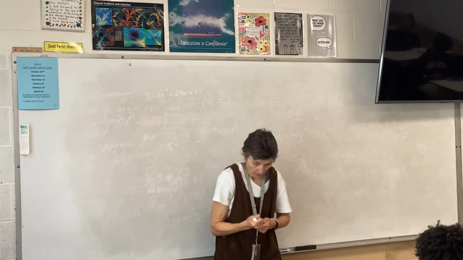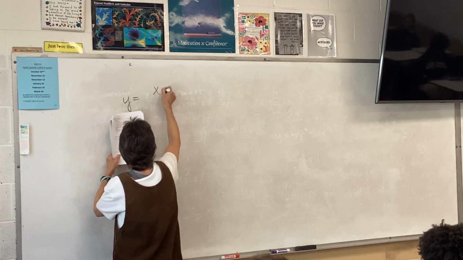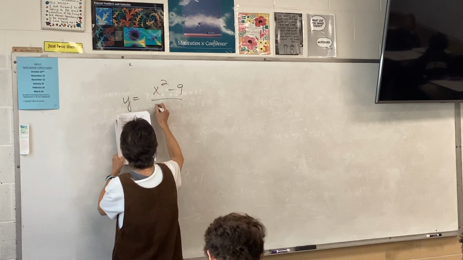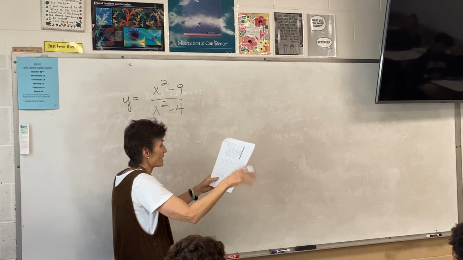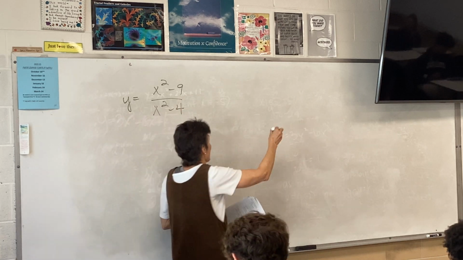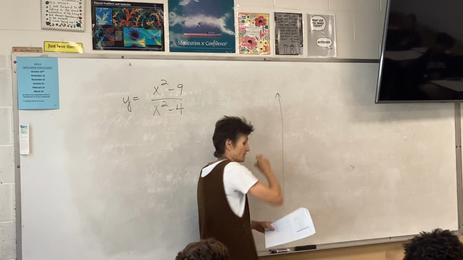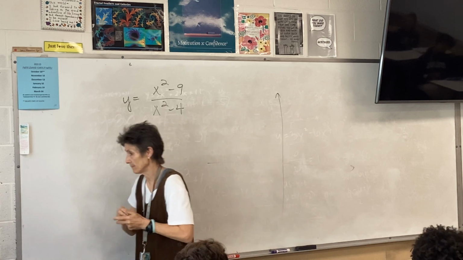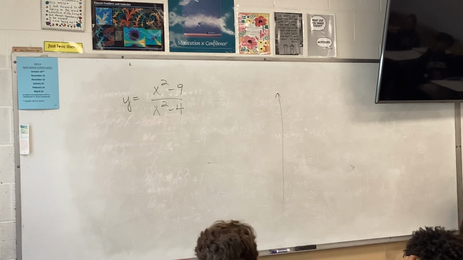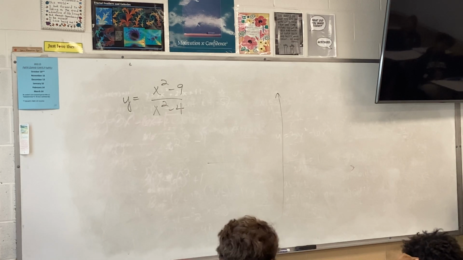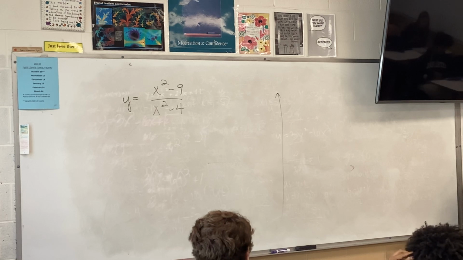The next problem, and our job is to sketch it showing all the asymptotes, holes, and intercepts. I'm going to need a better marker than that. So what might we do first? Factor. I think I would factor.